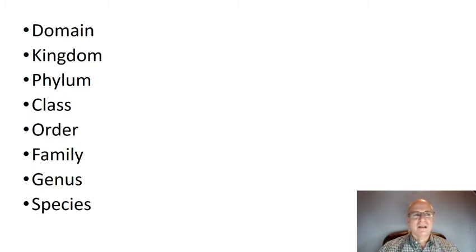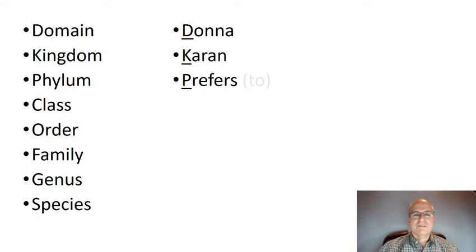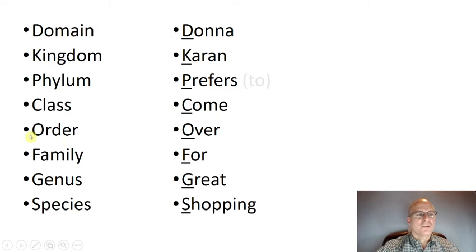So my kind of G-rated mnemonic device for remembering the levels of taxonomy is: Donna Karan, you know, the fashion designer, prefers to come over for great shopping. So the D in Donna is for domain, the K in Karan is for kingdom, and you can see the rest of it right here. Now I'm going to encourage you to stop the video here and take some time and practice this. But if you're a student in my class, be forewarned that this is a typical question that I ask on the lab quizzes. So you want to make sure that you know this stuff.